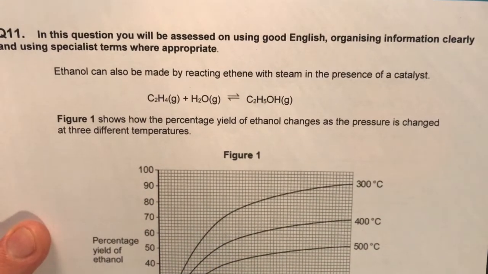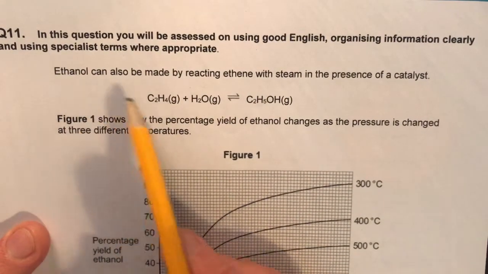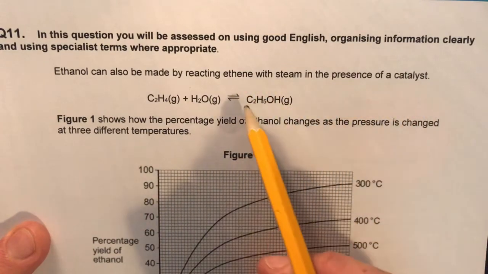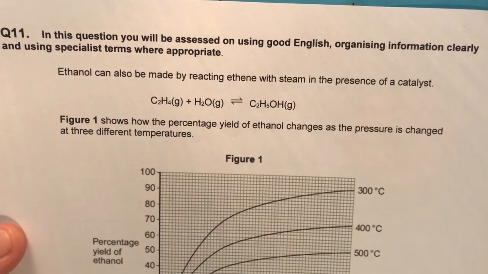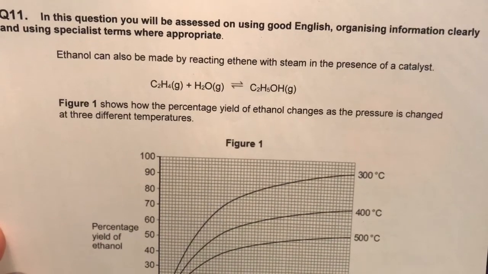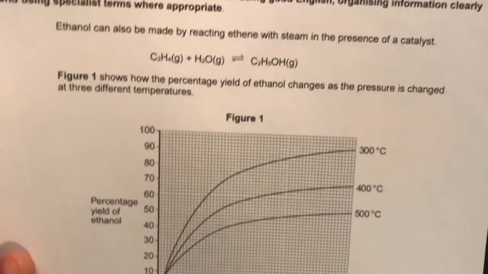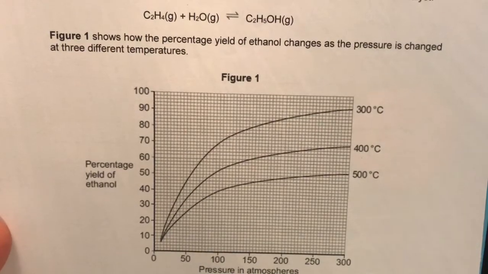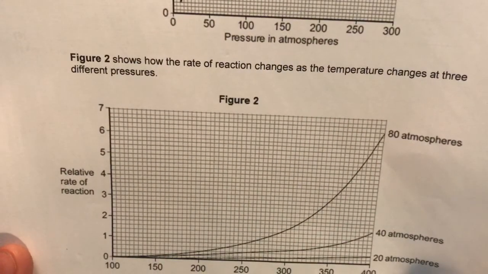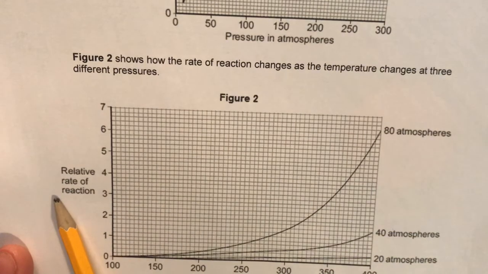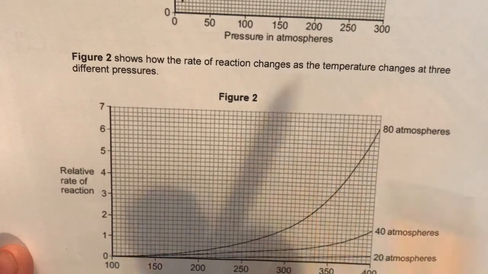Beauty. Okay, so ethanol can be made by reacting ethene with steam, in the presence of a catalyst. Now we've got diagrams galore. So we've got percentage yield, how it changes with pressure. Okie dokie. We've then got what happens to the rate at different temperatures and pressures.